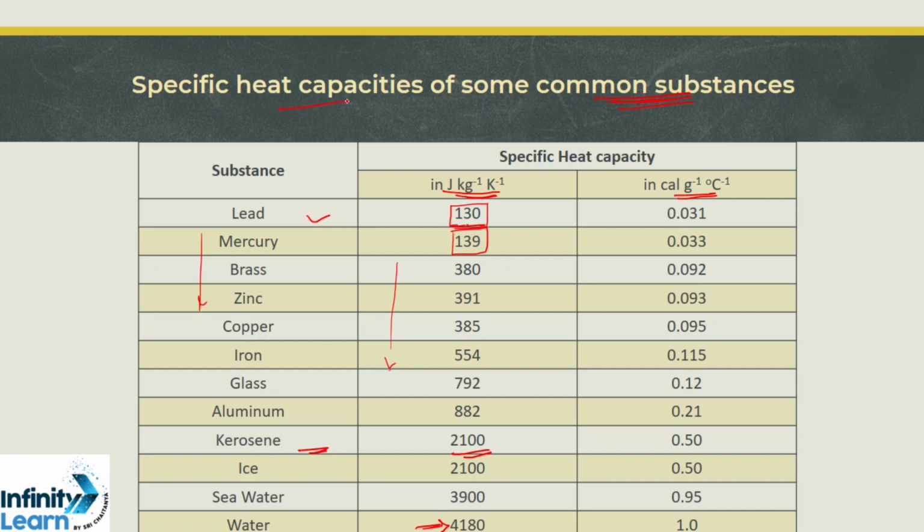From this we understand that water has the highest specific heat capacity among the common substances, and it requires 4180 joule, around 4200 joules, to increase the temperature by 1 Kelvin for 1 kg of water.